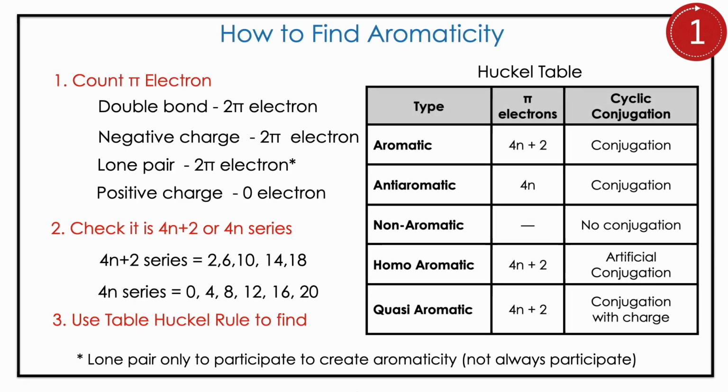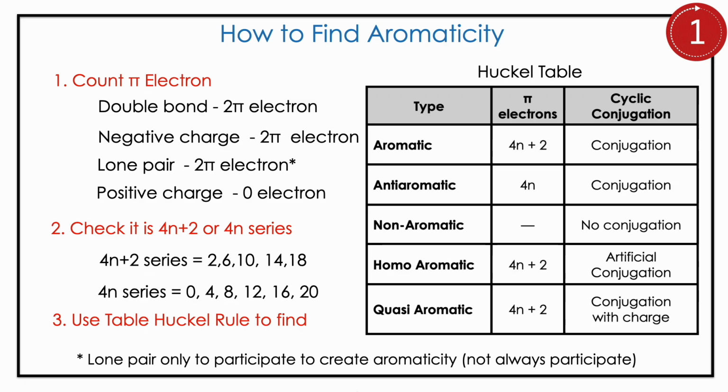How to find aromaticity? The very first step is counting the pi electrons. A double bond you should count as 2 pi electrons. A negative charge also counts as 2 pi electrons. A lone pair is also 2 pi electrons. But in the lone pair case, the lone pair only participates to create the aromaticity. If the ring is already aromatic, the lone pair won't participate. Then you have to find the electron series, which is 4n plus 2 or 4n.